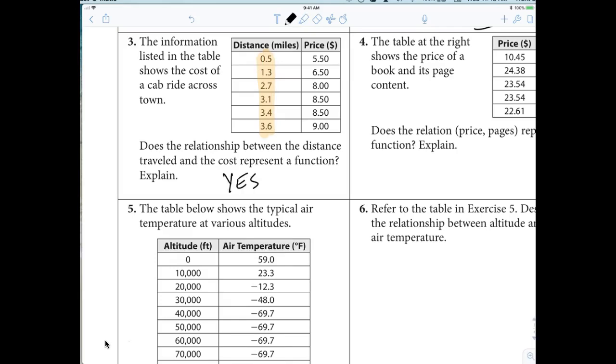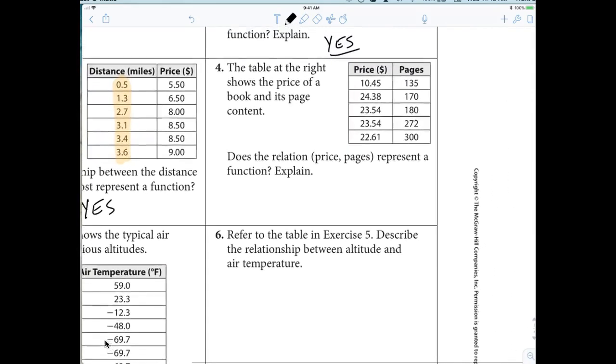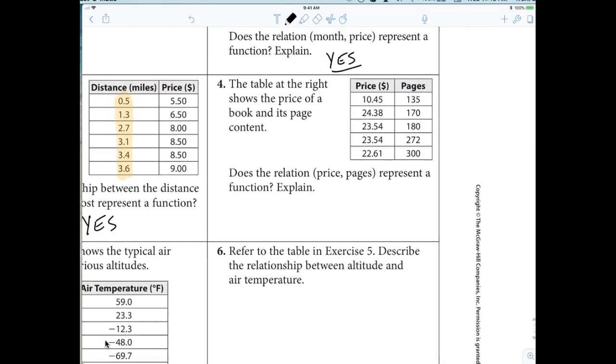All right. Look at number 4. The table at the right shows the price of a book and its page content. All right. Does the relation represent a function? Why not? Uh-oh.